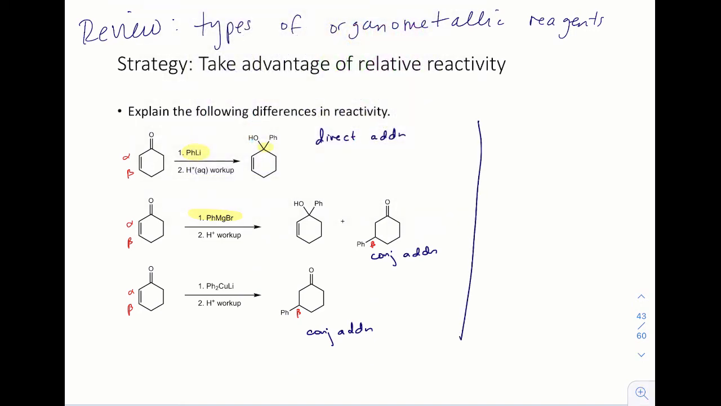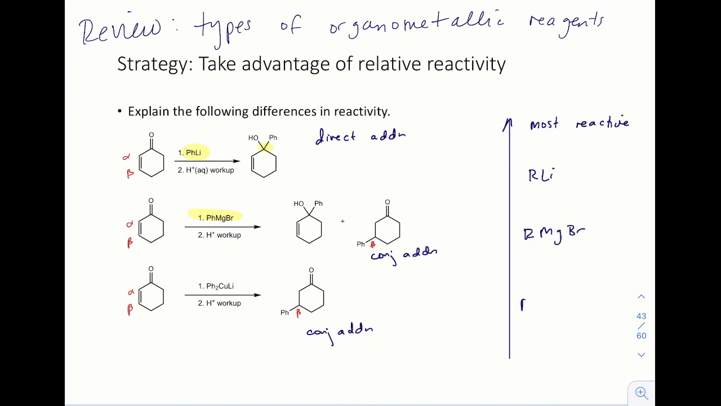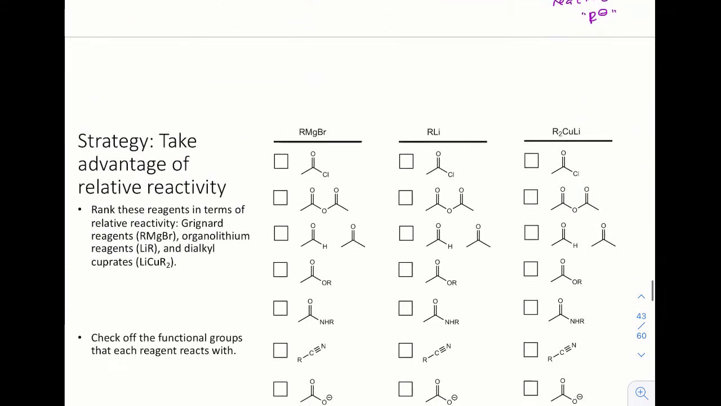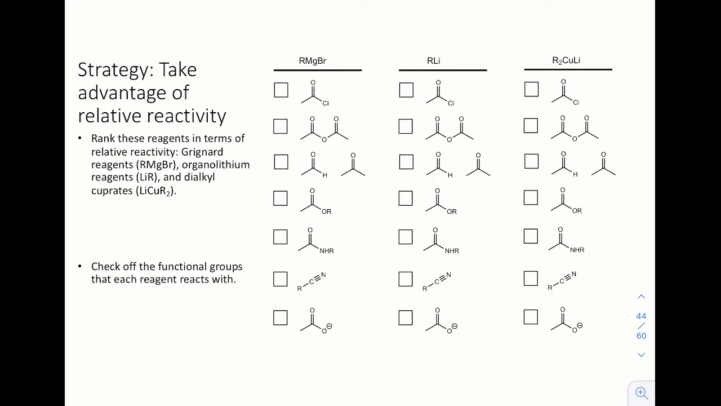And this is because organolithiums are the most reactive of these 3 carbanion-like species. Grignard reagents are the next most reactive, and the dialkyl cuprates are the least reactive of these species. Can the relative reactivity of these different sources of carbanions help us solve the problem at hand? Well, let's talk about that. So we know that organolithiums are the most reactive, then Grignards, so organomagnesium species, and then cuprates.